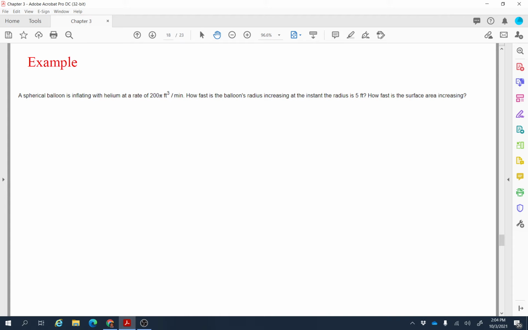So one more problem. A spherical balloon is inflating with helium at a rate of 200 pi feet cubed per minute. So remember, it's feet cubed per minute, so that means it's a rate of change of volume. Now the question is, how fast is the balloon's radius increasing at the instant the radius is 5 feet? And the second question is, how fast is the surface area increasing?